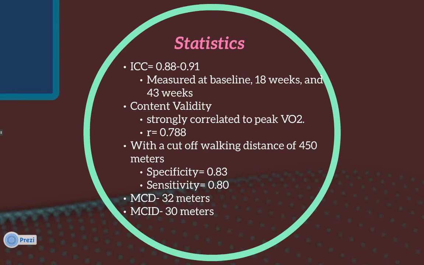The MCD and MCID for the heart failure patients is that of 32 meters for the MCD and 30 meters for the MCID. It is important to note that the MCD and MCID were found using a convenient sample of only 22 participants. This small sample size may draw into question the generalizability of these values.